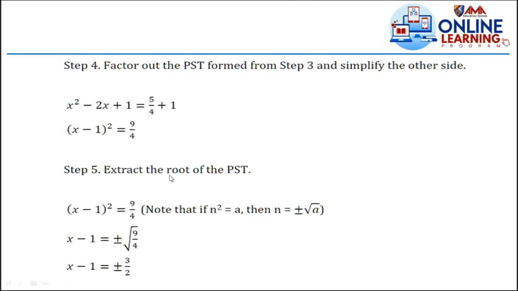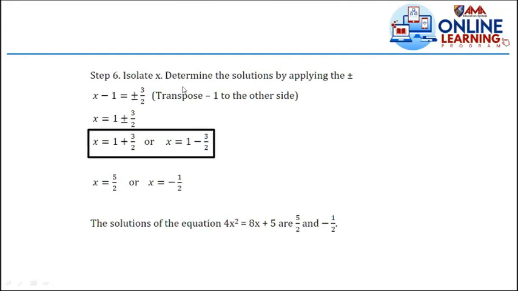Okay, dahil nag-square root po tayo. So, x minus 1 is equal to plus or minus 3 all over 2. Square root of 9 is 3. Square root of 4 is 2. Next, isolate x. Determine the solutions by applying the plus or minus. So, x minus 1 is equal to plus or minus 3 all over 2.